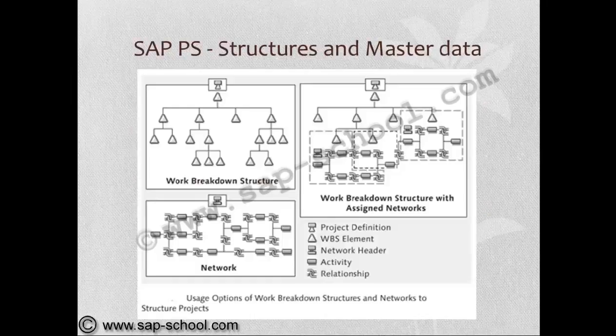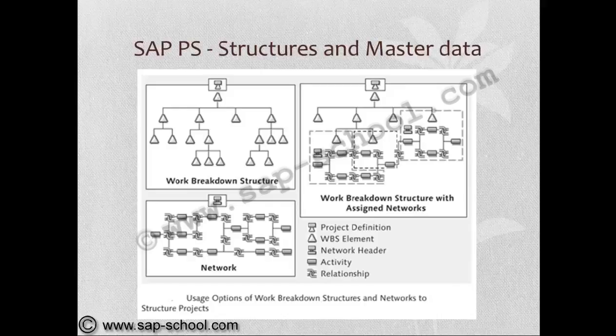If you see, the entire project structure and master data is headed by the project definition and the WBS element structure. This is the work breakdown structure, and the network header followed by network activities under this project definition, and the activities are with relationships.